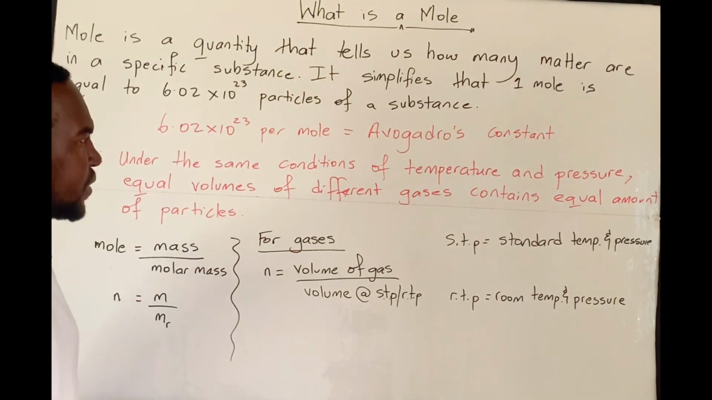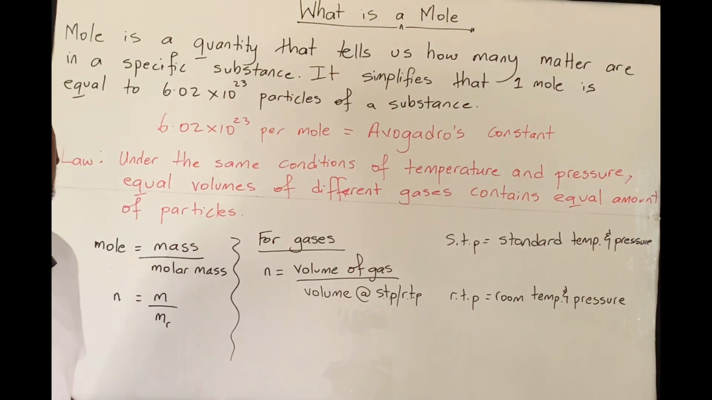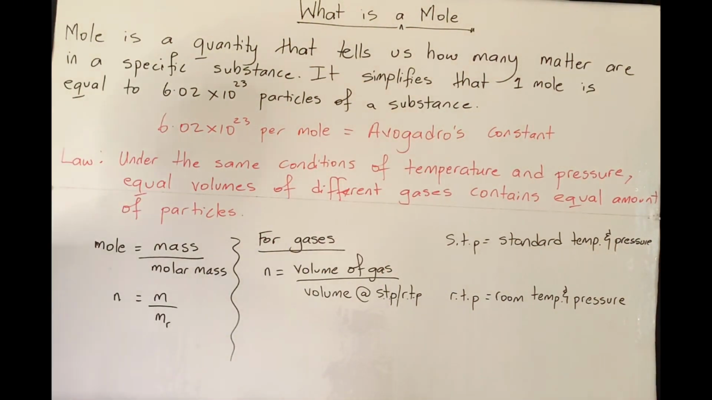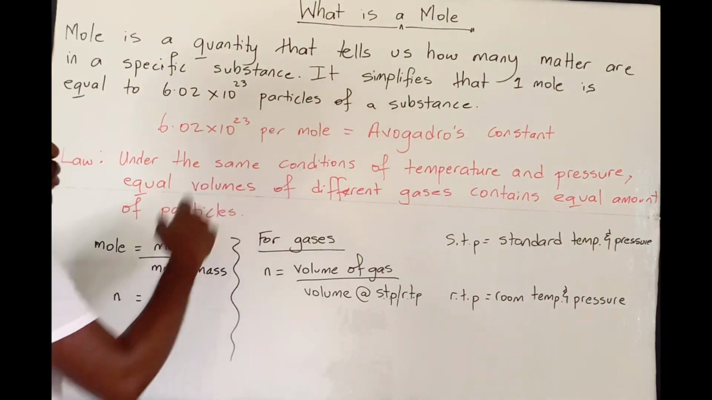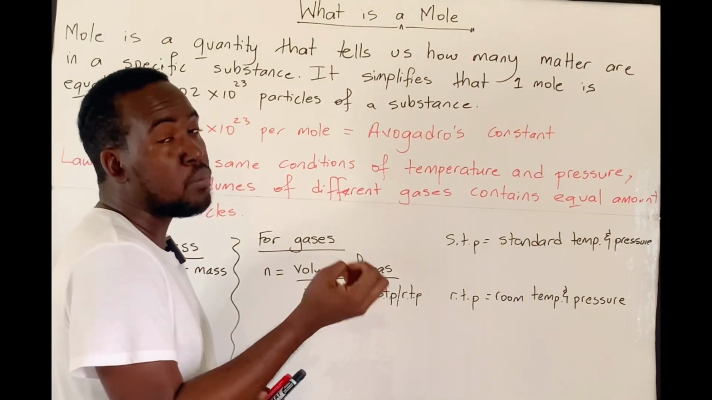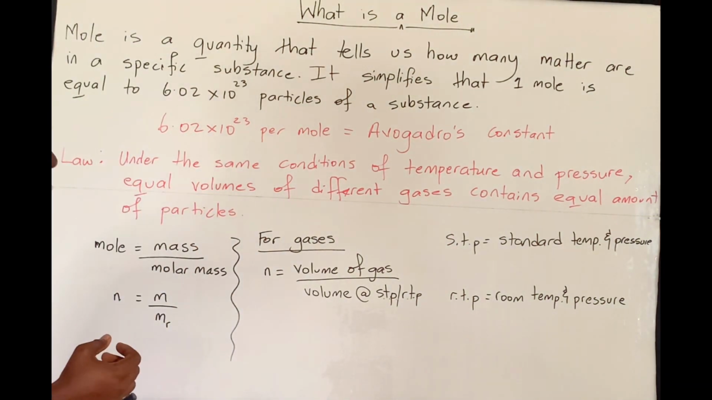Now, this number is credited to Avogadro, and hence it is called the Avogadro's constant. So it tells us that we have this amount of particles in every mole of a substance. So anything that we quantify and say this is 1 mole, then it has this amount of particles.